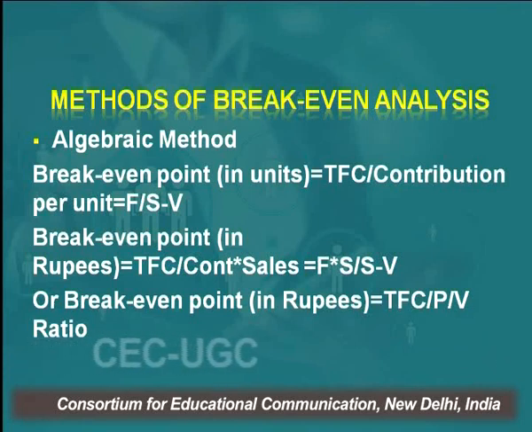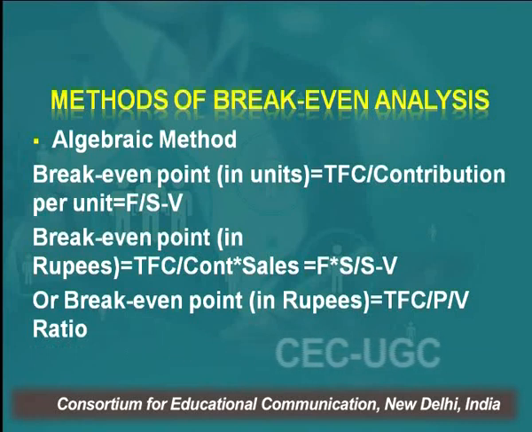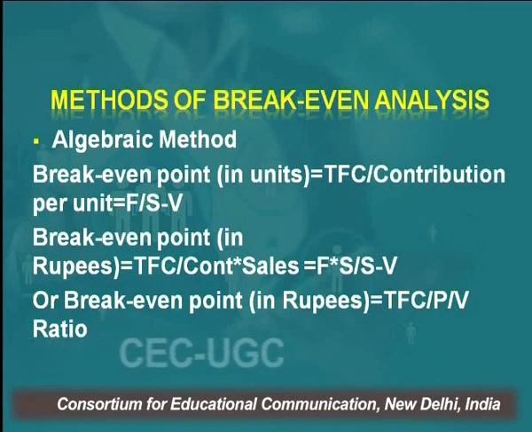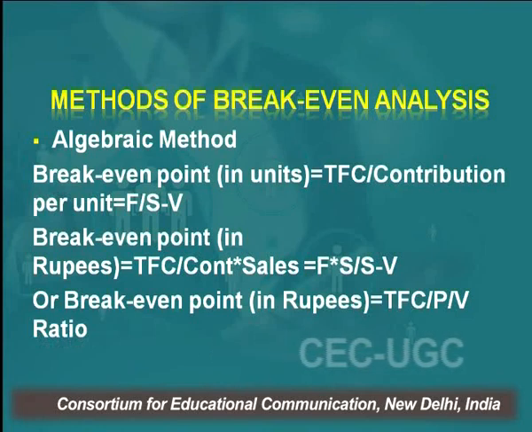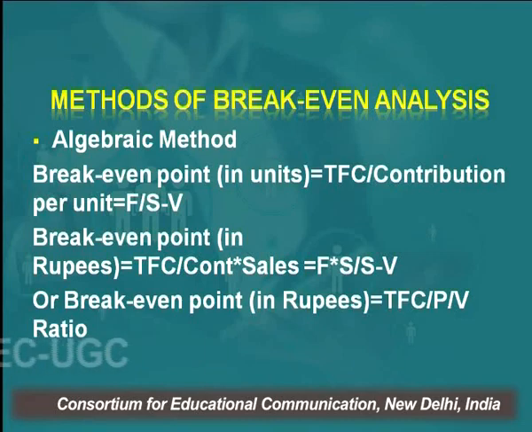If I want to know the break-even sales, then the calculation will be total fixed cost divided by PV ratio. So in terms of sales, it is total fixed cost divided by PV ratio, and what is PV ratio? Contribution to sales. So that is total fixed cost divided by contribution to sales. That is how we find the break-even point in terms of sales. Total fixed cost divided by PV ratio is equal to break-even point in terms of rupees.